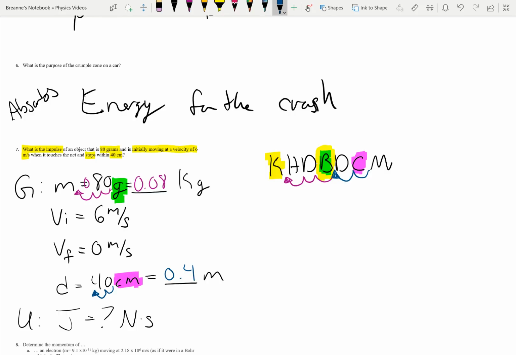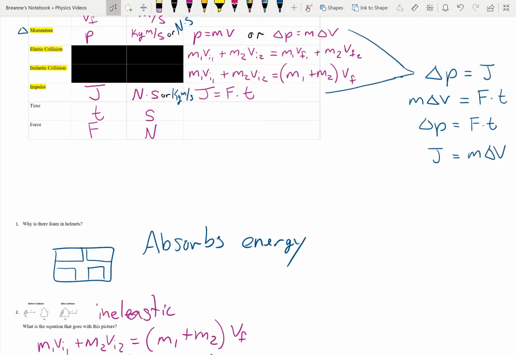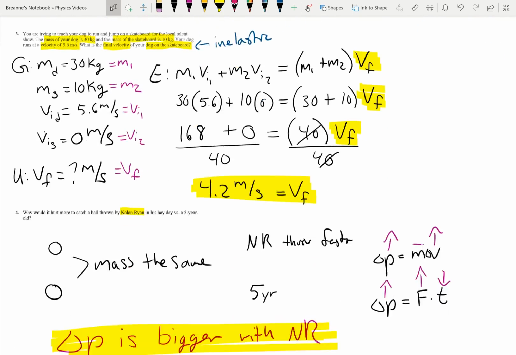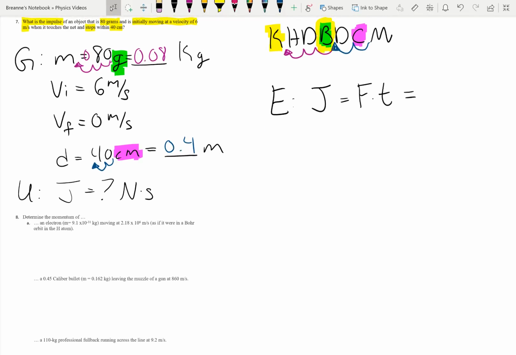Now that we have all the units the way we want them, let's see what equation we can use. We're looking for impulse. Two equations pop into my head for impulse: force times time, and it can also equal, all the way down, mass times change in velocity. Do we have force or time in our givens at all? Nope. So we're going to use impulse equals mass times change in velocity.